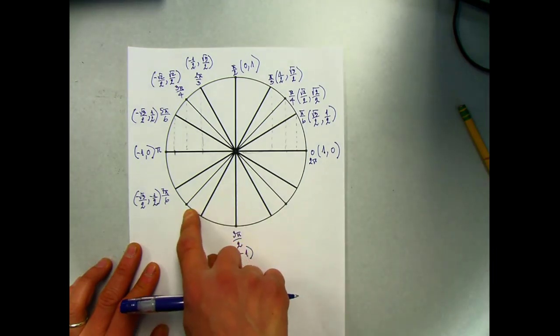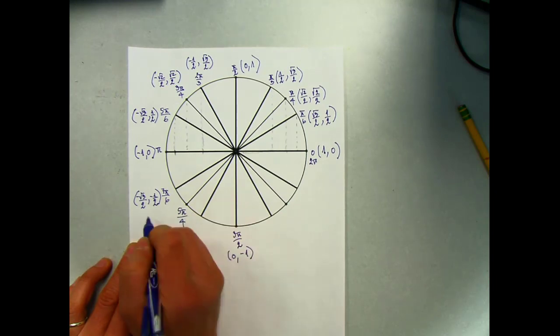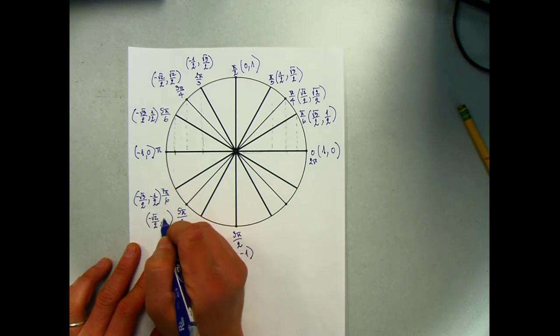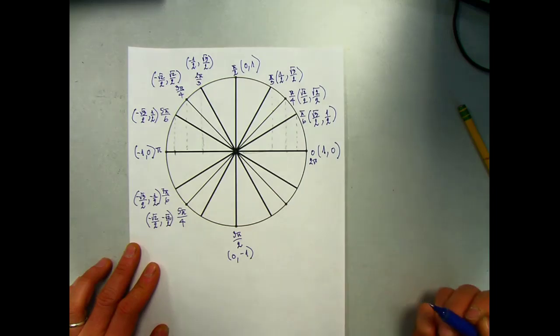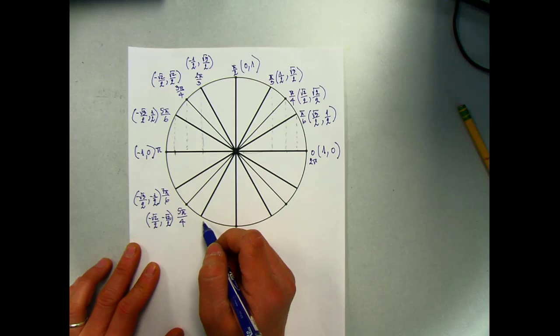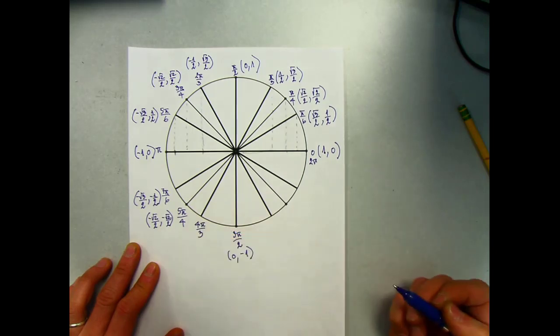What angle is this? 5 pi over 4. Yes, 5 pi over 4. Right? So, once again, cosine value. Negative square root of 2 over 2. Right. And then the sine, negative square root of 2 over 2. Good. Okay. What angle is this, the next one? 4 pi over 3. Okay, I agree.